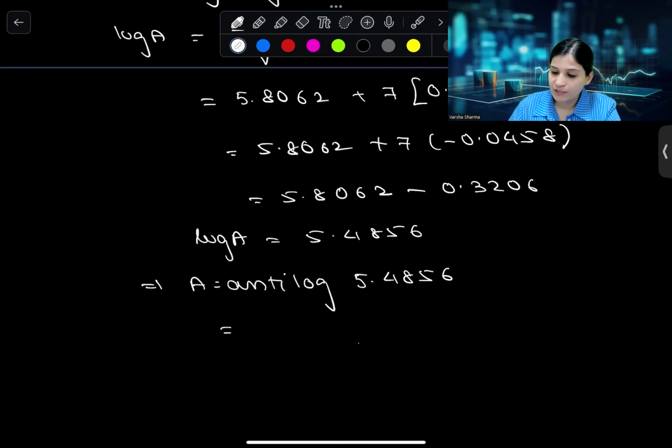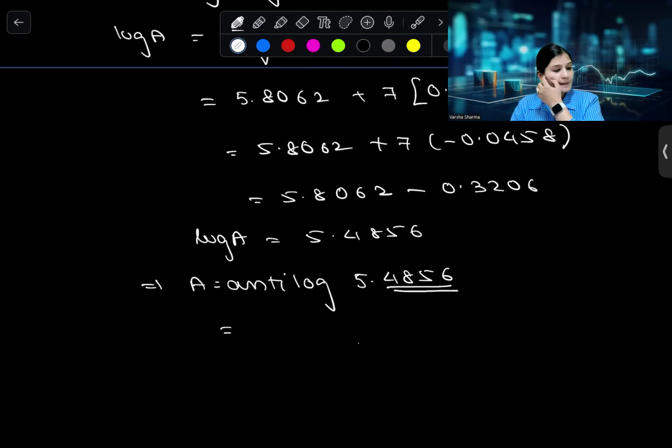So in the anti-log table, look at 0.4856, and then the characteristic is 5. So the decimal will be after 6 places. It is 3059. Now the characteristic is 5, so the decimal is after 6 places. So we write 2 more zeros here. So the depreciated value has become 3,59,000.